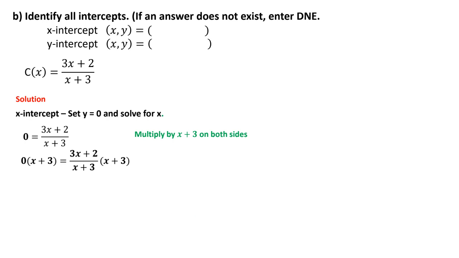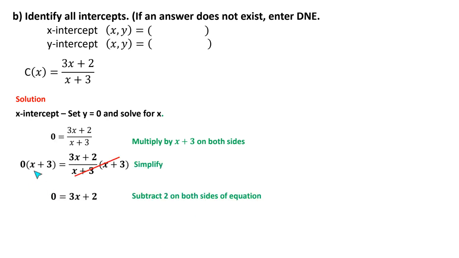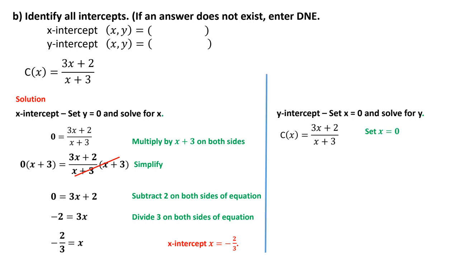And so I have set it up there. And so 0 times x plus 3 is 0. X plus 3 times this fraction would give me a 3x plus 2. I'm going to subtract 2 on both sides. And then I'm going to divide by 3. So my x-intercept is x equals -2/3.